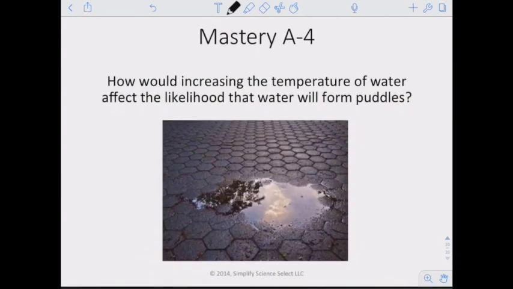And our last question, mastery level question, how would increasing the temperature of water affect the likelihood that water will form puddles? It will decrease the likelihood because if you speed it up, it starts to move around a little bit more and they kind of separate a little bit, and the hydrogen bonds have less of an effect, and so it's less likely to form a puddle. But essentially, water will always form puddles.